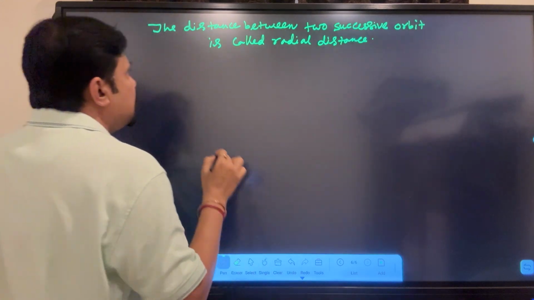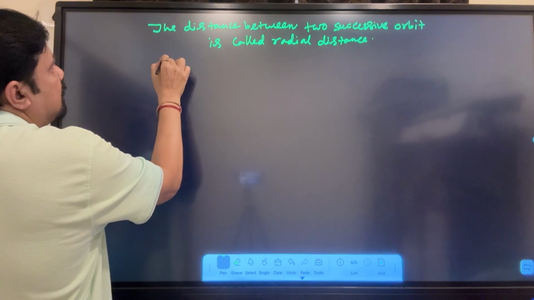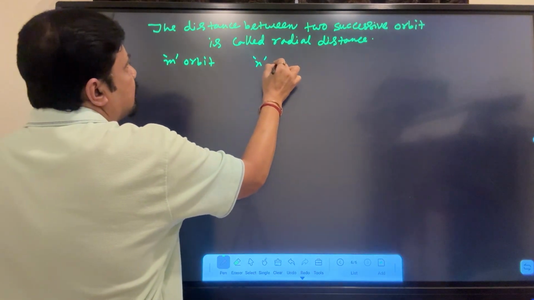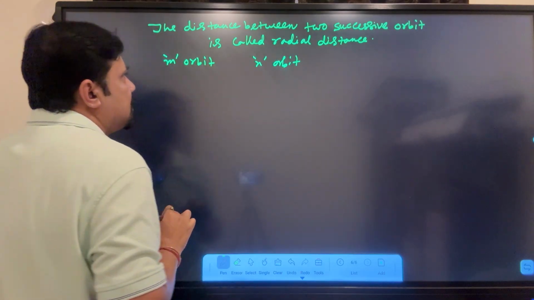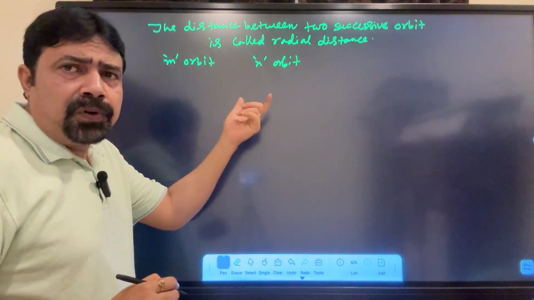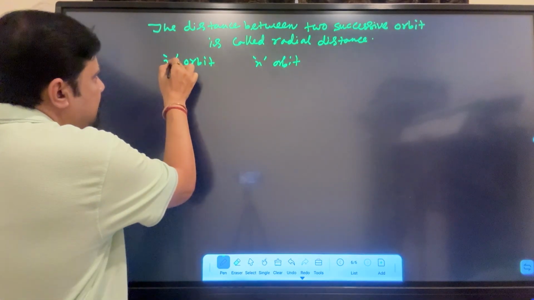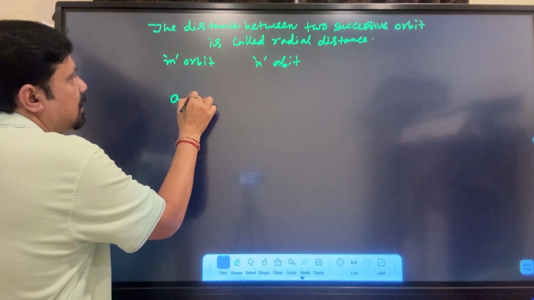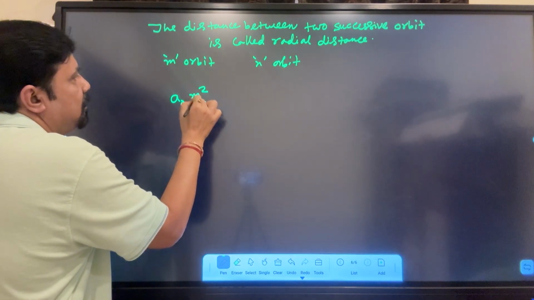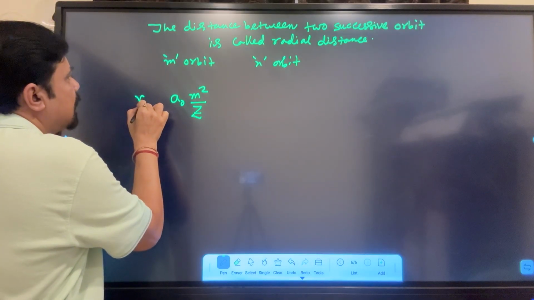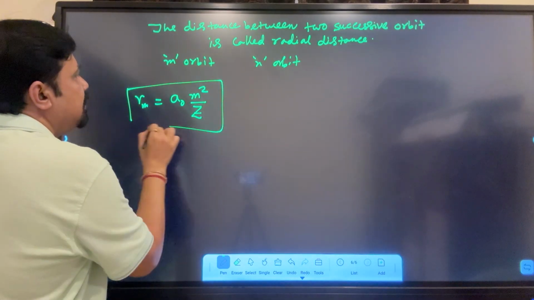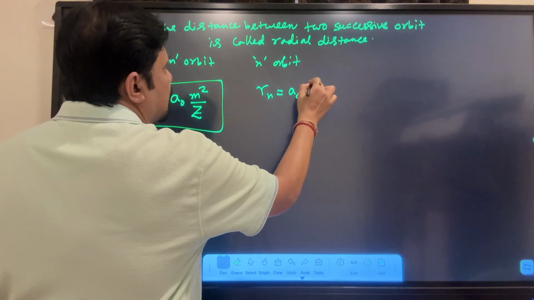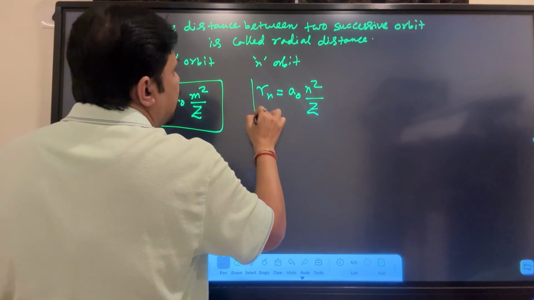We already know the equation. Say this is one orbit, and I am taking another orbit, this one. These two are successive orbits, and I want to find the radial distance between them. So what will my equation be? The radius Rm will be equal to a naught into m square by z, and the radius Rn will be equal to a naught into n square by z.